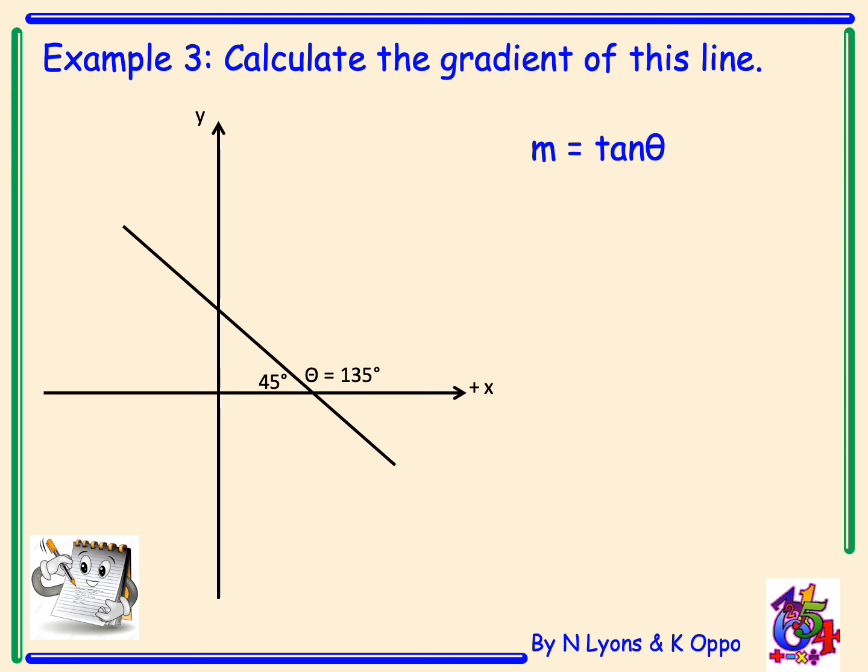So m equals tan theta. Gradient m equals tan of 135 degrees. So gradient equals negative 1. And that's right, our diagram is showing we have a line with a negative gradient. Now just for clarification, if you had put into your calculator m equals tan 45, then you'd get m equals 1, which is wrong. That gradient's obviously a negative gradient, so you need to be very careful to put the appropriate angle into your equation.